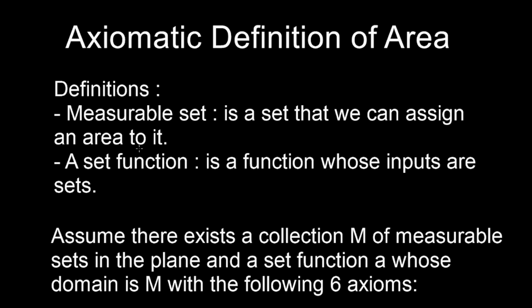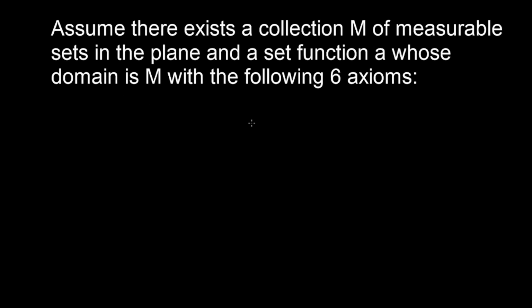And the second definition is a set function. It is a function whose inputs are sets. Now assume that there exists a collection M of measurable sets in the plane, and a set function A whose domain is M, which is the collection of measurable sets, with the following 6 axioms. So we have 6 axioms.